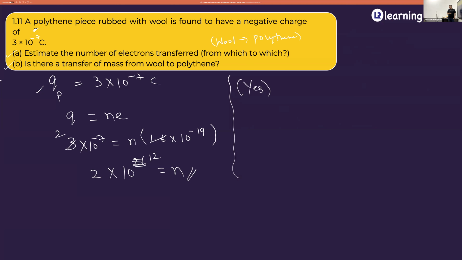Because the electron's mass is also taken into consideration. Here we are not talking about the atomic mass, right? When you speak about it, one of the materials is losing electrons and the other one is gaining electrons. Yes, there is a transfer of mass. So here what is happening? Wool is losing its mass and polyethylene is gaining its mass. So there is a transfer of mass that is taking place. It is because we take the mass of the electron into consideration.